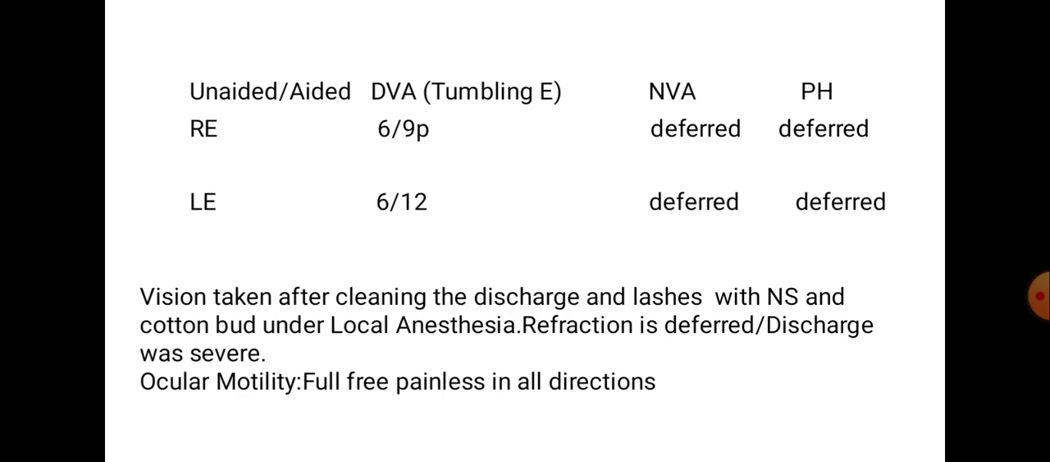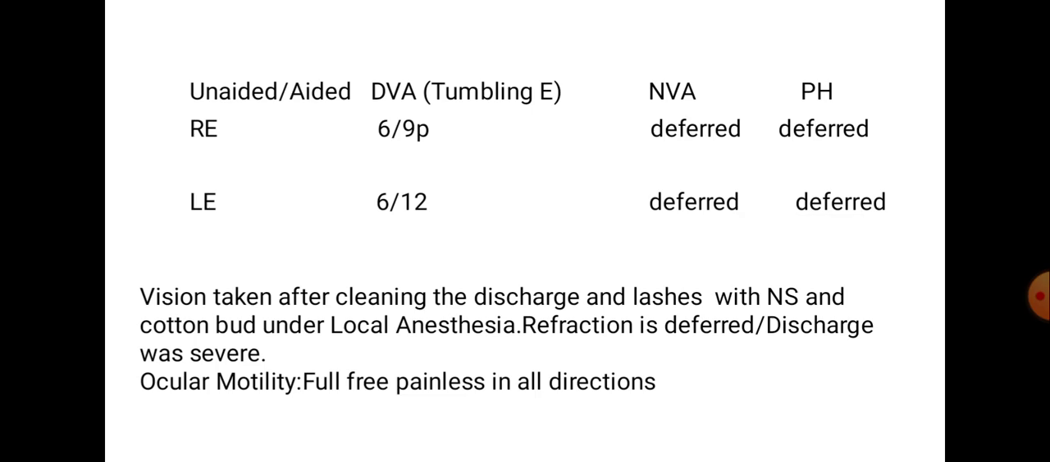So here in this case, vision is taken after cleaning the discharge and lashes with NS and cotton bud. NS means normal saline water that is present in our OPD clinics. So we have to clean it first, because sometimes the discharge is so thick that it sticks the lashes, or it reduces the visual acuity. Okay, because sometimes discharge may be on the corneal surface, and that may cause blurry vision. So you have to properly clear the discharge before taking the vision. Then refraction is deferred here because the discharge was very severe.